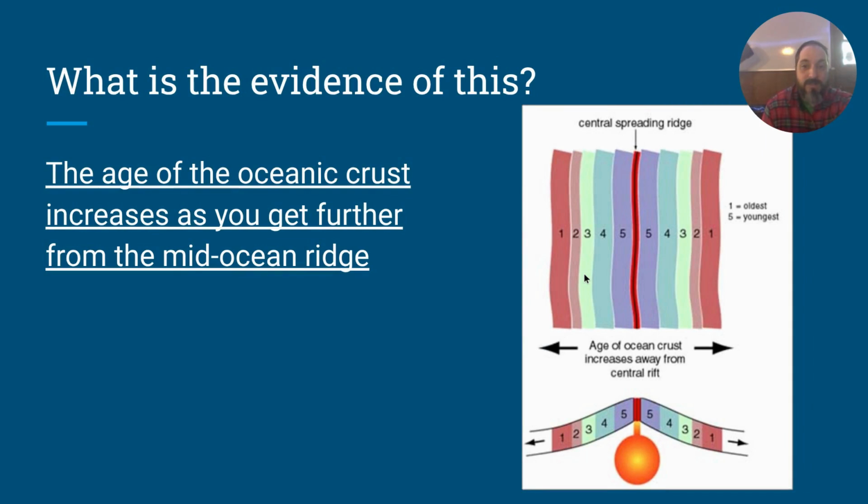So what's our evidence of this? One piece of evidence is that as we get closer to the mid-ocean ridge, the rock is younger, and that pattern repeats itself on the other side of the ridge. So you can see this central spreading ridge is right here. We've got younger rock right next to it, and then as we get further out, the rock gets older and older, and that pattern repeats itself on either side.